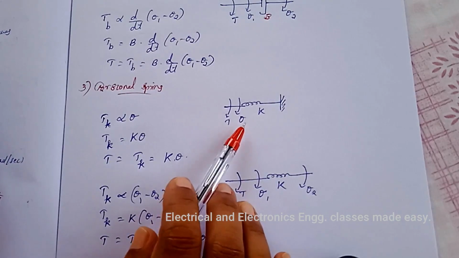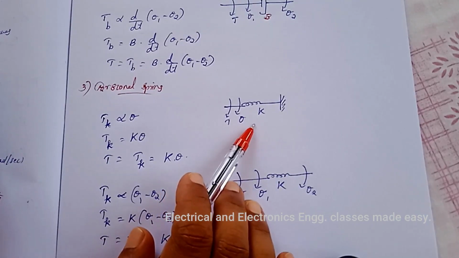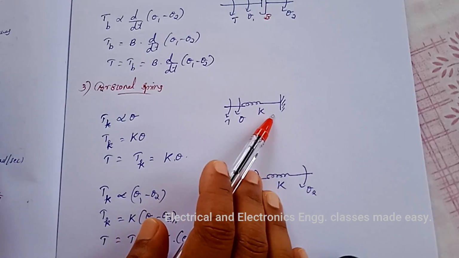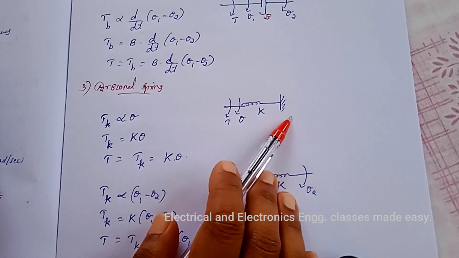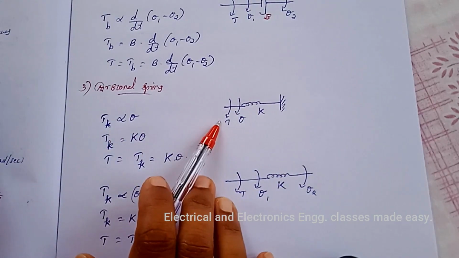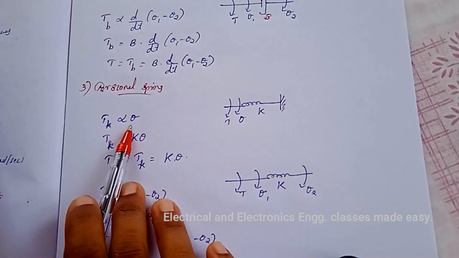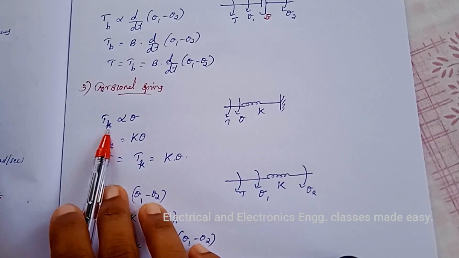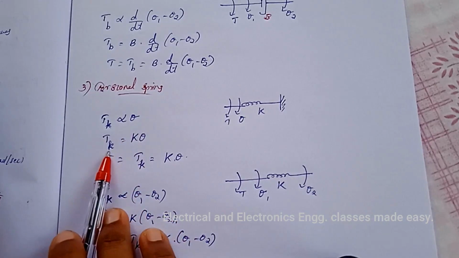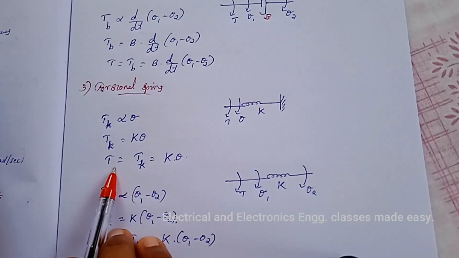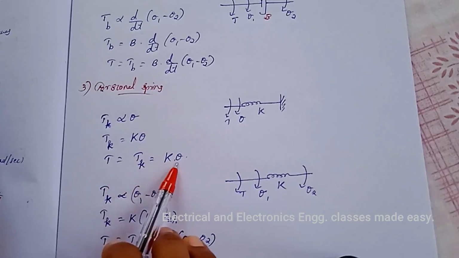Next, consider the elastic element, torsional spring. So here, this is the ideal spring with one end fixed to reference. The torsional spring will offer an opposing torque which is proportional to the angular displacement of the body. So we can write Tk is proportional to theta, or Tk is equal to K into theta. By Newton's second law we can write T is equal to Tk equal to K into theta.